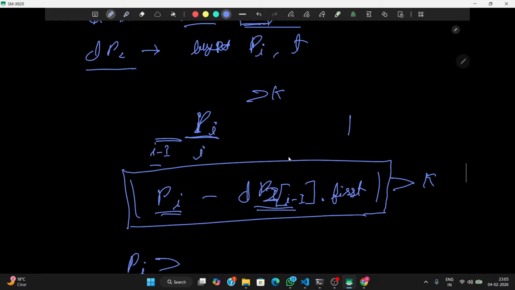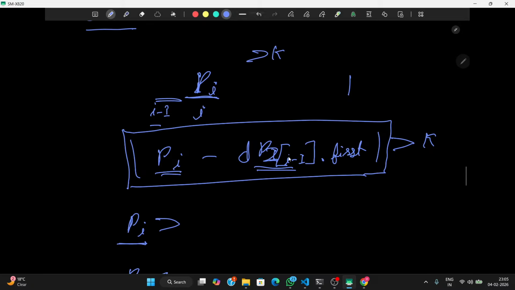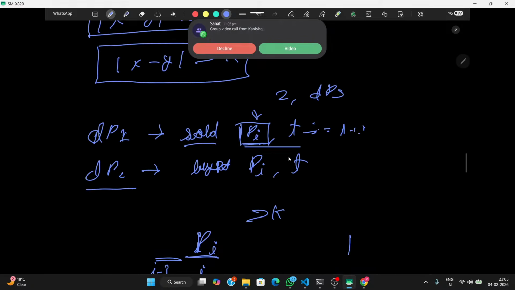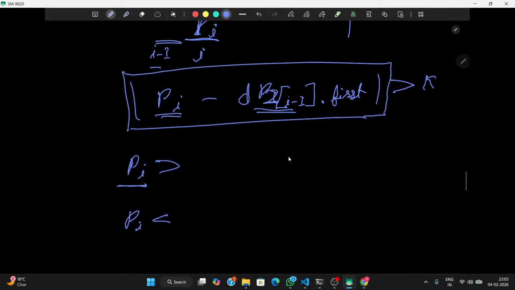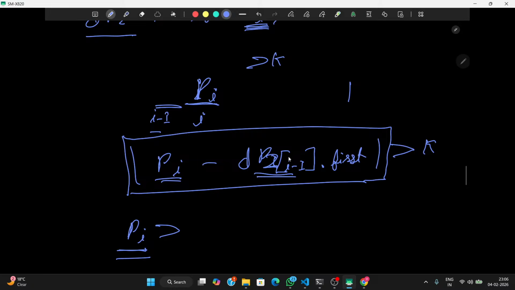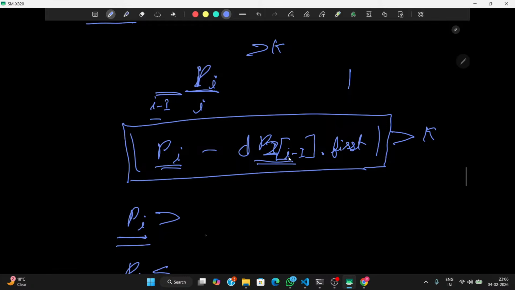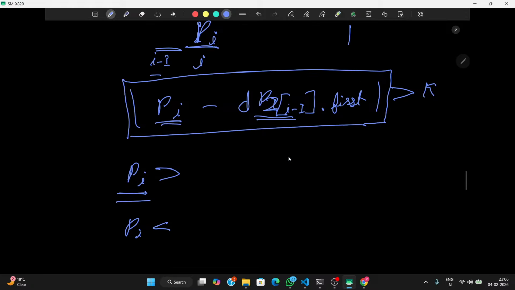Otherwise, if this condition does not hold true for DP2 also, then we will check for PI again. If PI is less than this element, then we will say that no, we have not bought the stock at this particular element. We will buy the stock here instead, as this gives us a better value. Buying a stock for a lesser price is always better. So these are the two conditions that we will check.